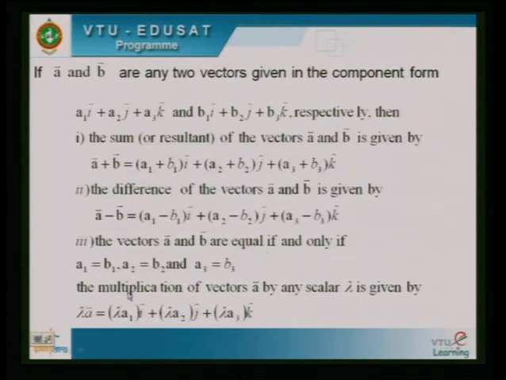Is it clear? And sometimes we have to multiply a vector by a scalar lambda. How do you multiply? Lambda into A, where A means A1i plus A2j plus A3k, is equal to lambda A1 i plus lambda A2 j plus lambda A3 k. It means we have to multiply the number with the first component, second component and third component. For example, if I want to multiply this vector by 2, then it is 2 into A1i plus 2 into A2j plus 2 into A3k. Like that you can multiply by a scalar.